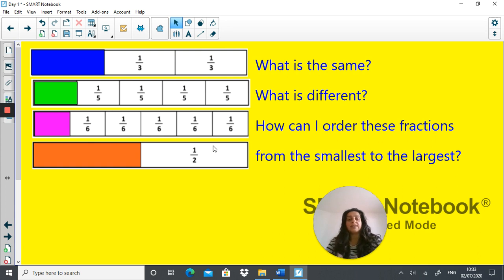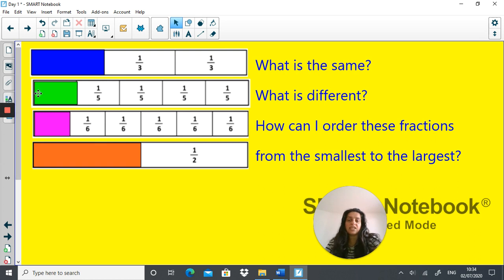Okay, so next page. So here we have some fractions. These are fraction strips up here. So what is the same? What is different? And can you try for me to order these fractions from the smallest to the largest? So as you can see, what is the same? The same thing is that each of them have a white part. Each strip has a white part, and the white part shows you the fraction that they want you to think about. And the rest of the fraction, as you can see, is blocked out. So can you order them from smallest to largest? And how would you do that?